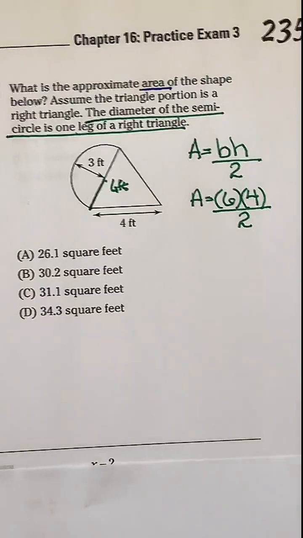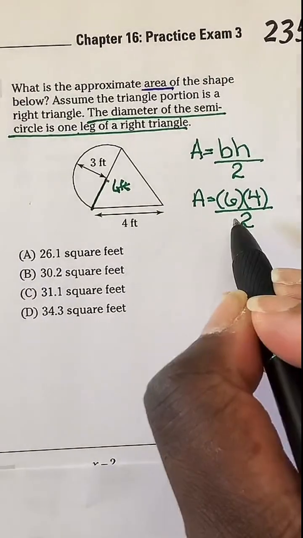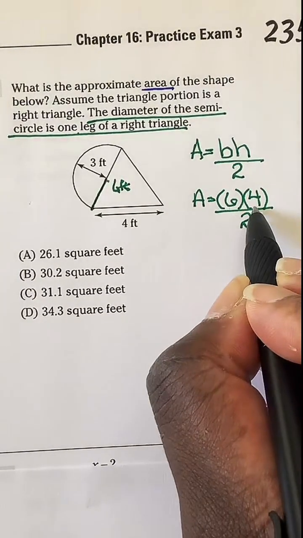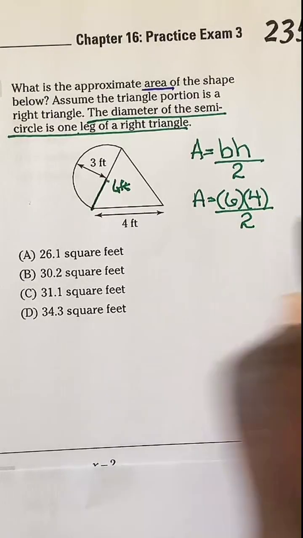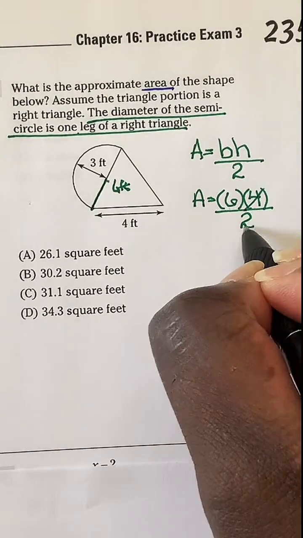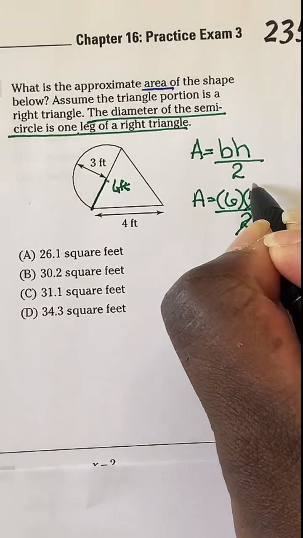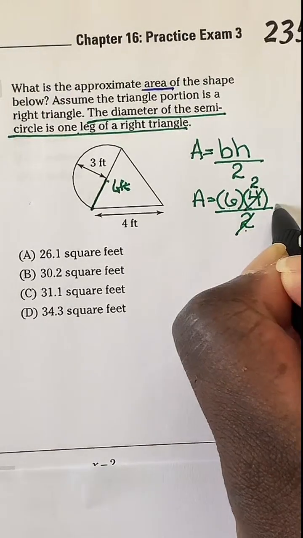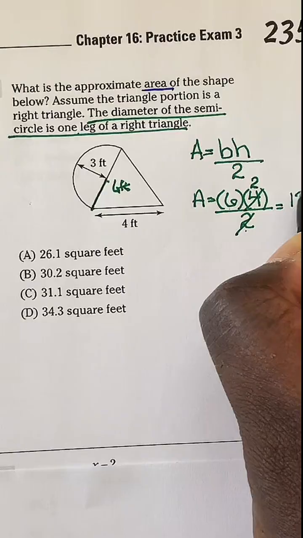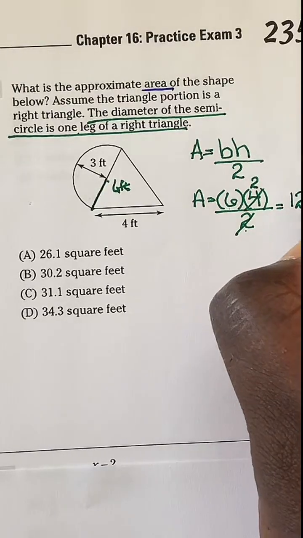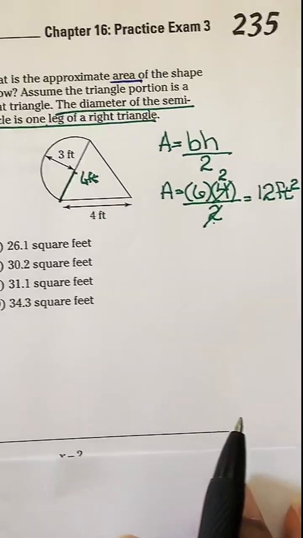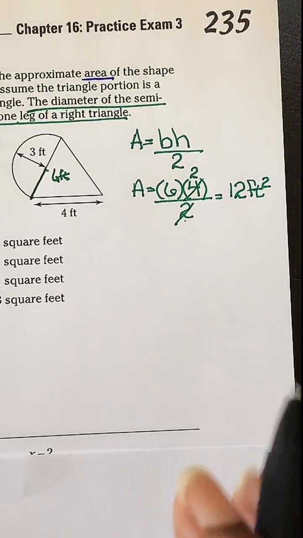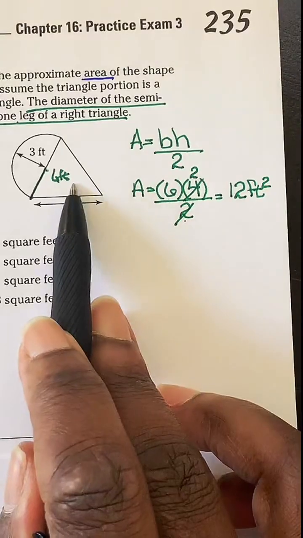All right, so now you could multiply 6 and 4 to get 24 and divide by 2 to get 12. Or you can simplify the 4 and the 2, which gives me 2, and then multiply those together to give you 12. Regardless, you got 12 square feet. That's the area of your triangle.